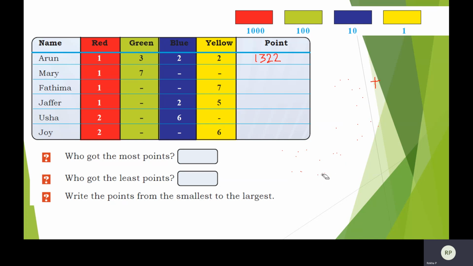Let's do the next column. Let me erase this and then do the next column. Alright, so the next one is, okay, one red card. So one red card, 1000 points. Okay.